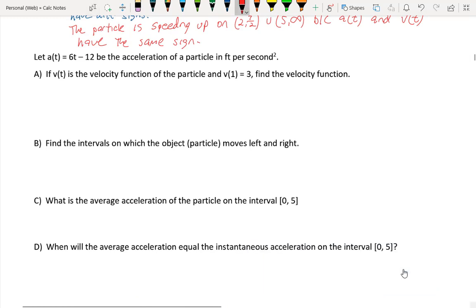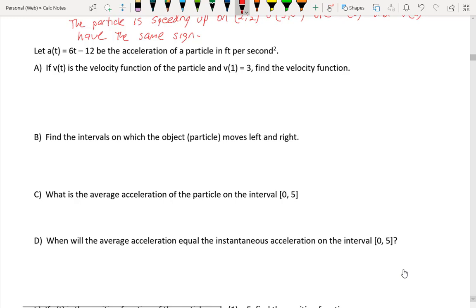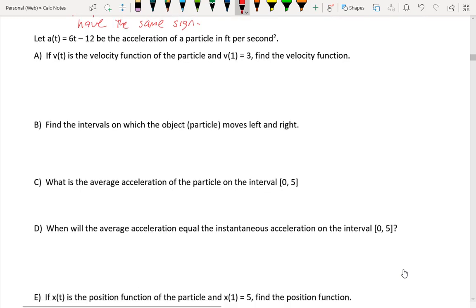Alright, so our next problem here is interesting because it actually looks exactly the same as the previous one, but they start us off with the acceleration function on this one instead of the velocity function. So there's a of t, 6t minus 12, and it says let that be the acceleration of a particle in feet per second squared. If v of t is the velocity function of the particle and v of 1 equals 3, here's an initial value problem again.